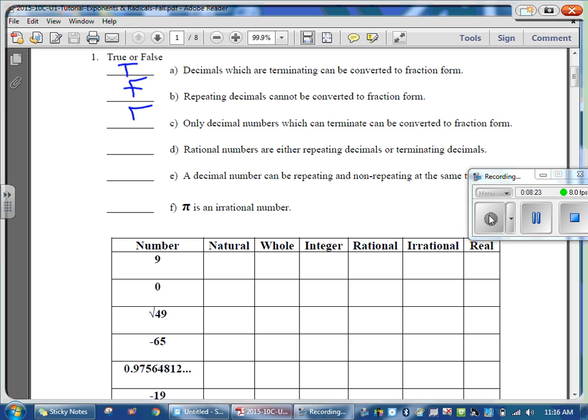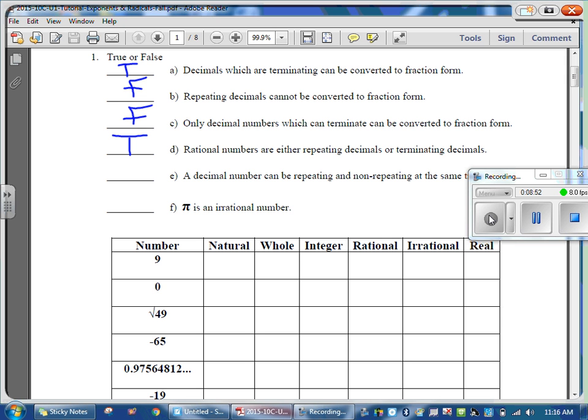Rationals are either repeating decimals or terminating decimals. Is that true for rational numbers? Yep, that's true. You're either going to have repeating or terminating because any digit can be put into a decimal or a fraction. They just forgot the fractions in that statement. But they're wondering, is that statement true? Yes, that statement is true. It didn't state everything that's in that category, but it stated 2 things that work.